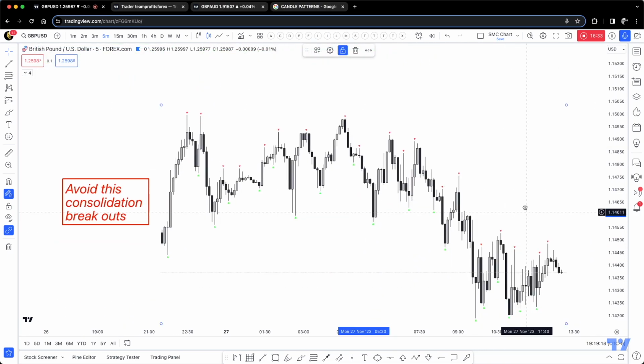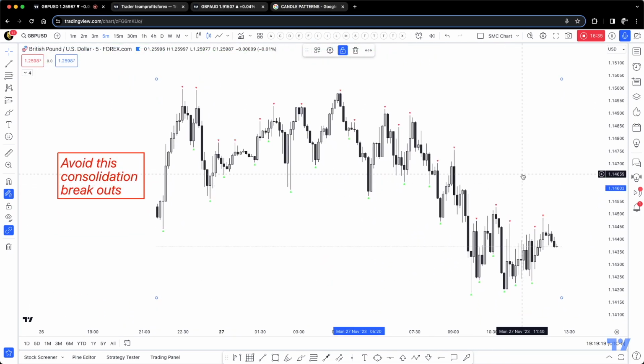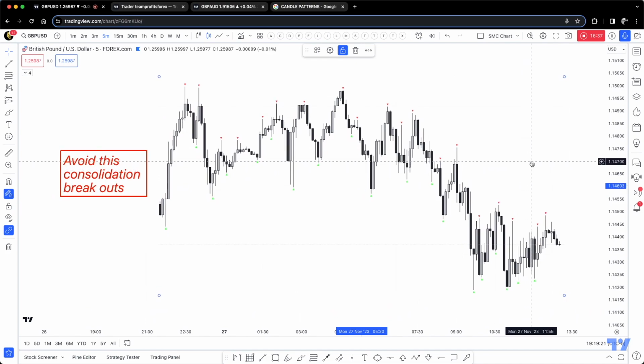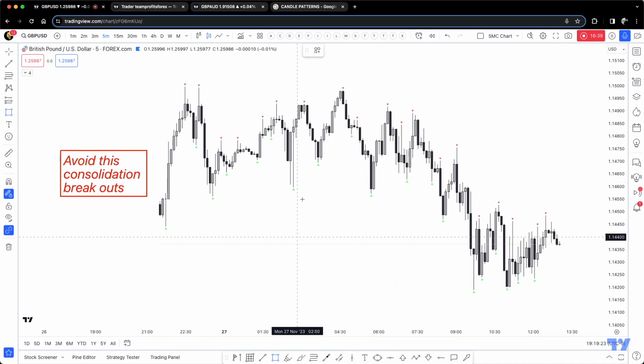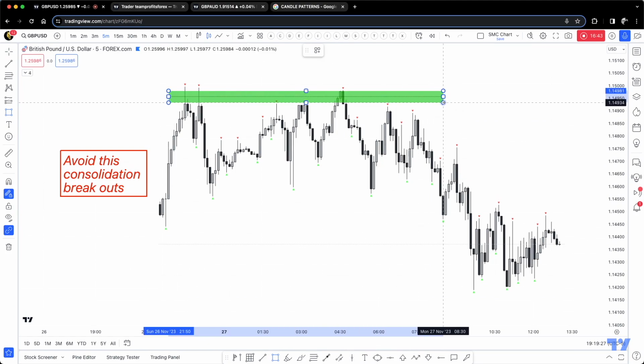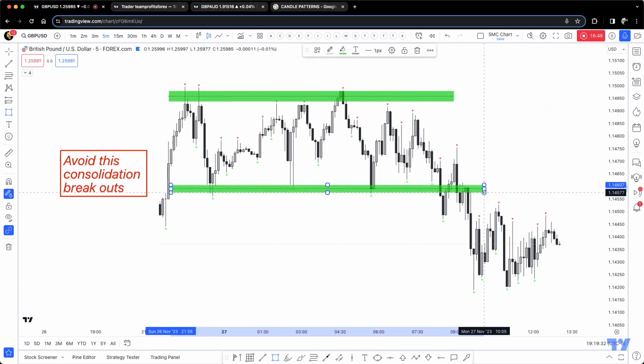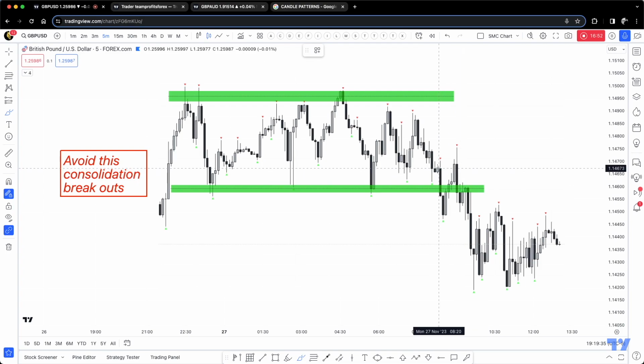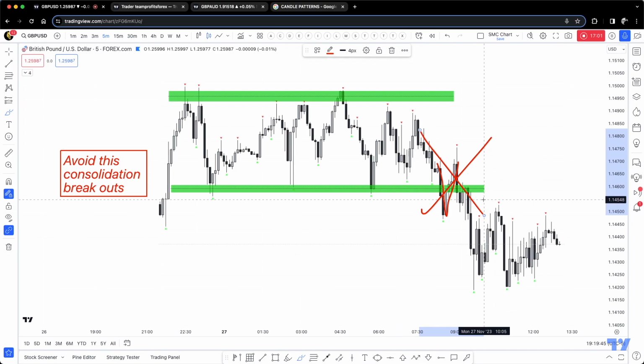So right here in this example, what do we have? Again, this is a consolidation that you need to avoid. Now, what happened? Look at that. We have a resistance right here, and a support right here. Pay attention to the break. This is what I mean. The break was clean. Was there a pushback inside the range? No. This is a complete no.